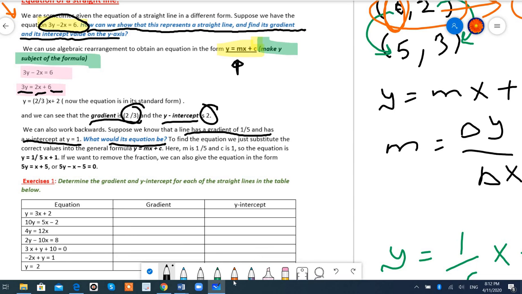Y equals mx plus c. M is 1/5 and C is 1. So the equation is y equals 1/5 x plus 1. If we want to remove the fraction, we can also give the equation in the form where we multiply each part.